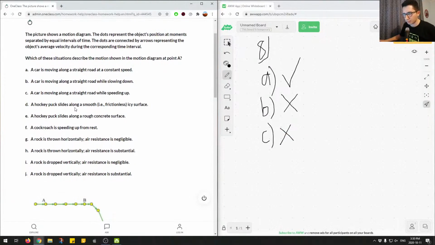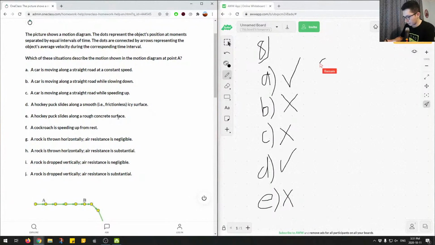Option D. A hockey puck slides on a smooth, frictionless, icy surface. So pay attention to this word, frictionless. Frictionless means there's no friction force, which means there's no deceleration. So if the hockey puck is sliding, it's sliding at constant speed and nothing is slowing it down. So knowing this, we know this is a constant speed answer, so we know this is correct. In comparison, E, a hockey puck slides along a rough concrete surface. So this option is telling us there's a rough concrete surface, therefore there's a friction force that is decelerating the hockey puck, and we know that E is incorrect because it doesn't have constant speed. So E, we'll mark that as wrong.